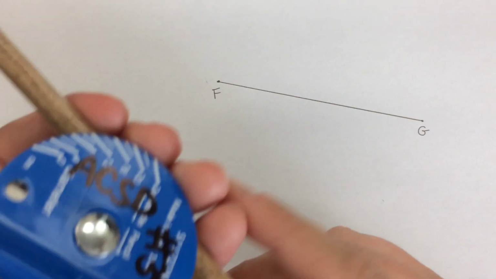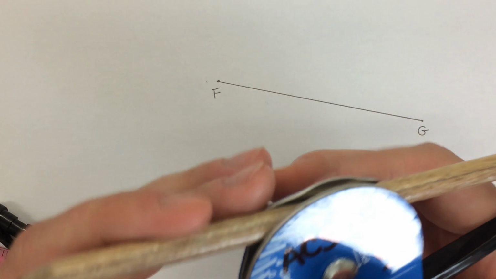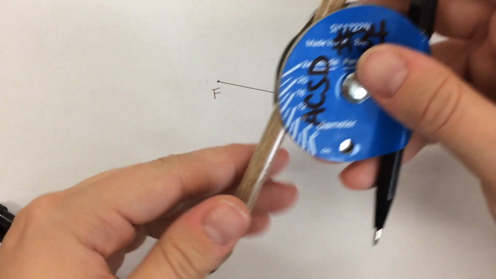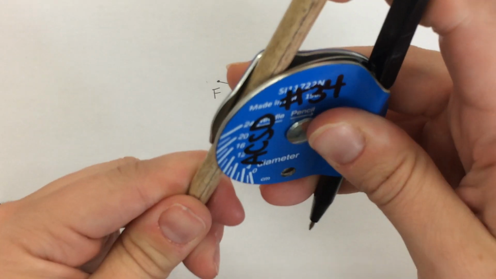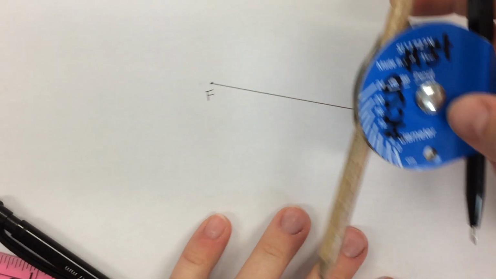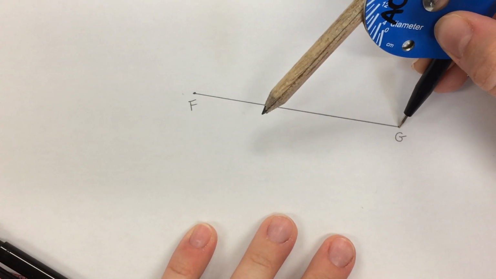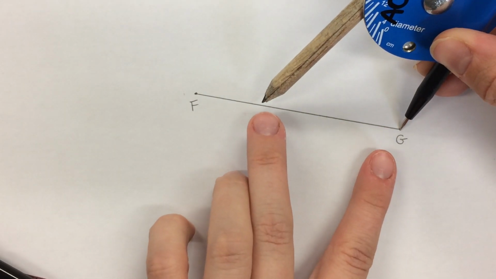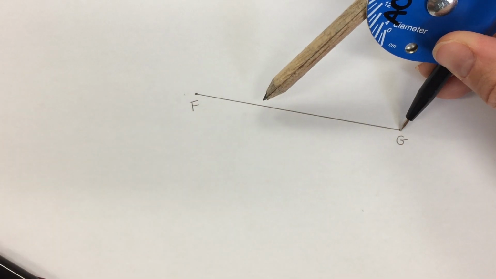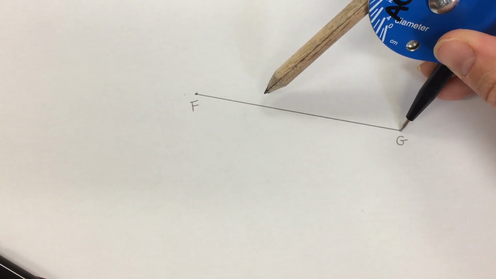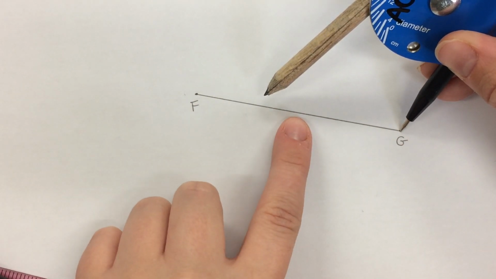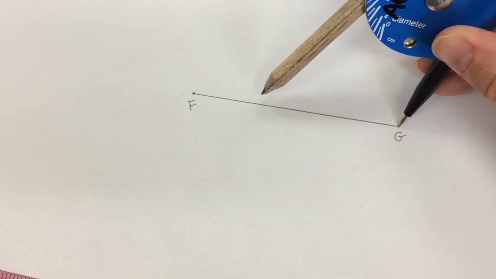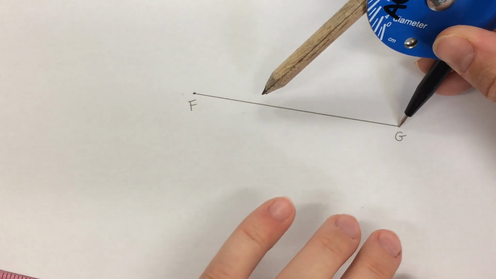To bisect it, it's a little different than when we did the copying, because we're not going to do it from point to endpoint to endpoint. All you need to do is put the point of your compass on one of the endpoints, and the width of your compass has to be at least halfway the distance between G and F. So you can just tell. Don't do it too close. Like if you were right here, I would say you need to go a little bigger. You need to ensure that it is more than halfway past.